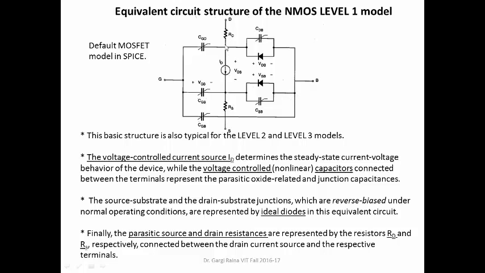Similarly, you have the source substrate and drain substrate junctions, which are reverse biased under normal operating conditions and are represented by these ideal diodes in the equivalent circuit. Finally, the parasitic source and drain resistances are represented by RD and RS, connected between the drain current source and the respective terminals.